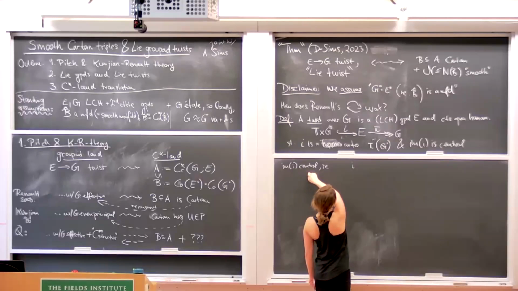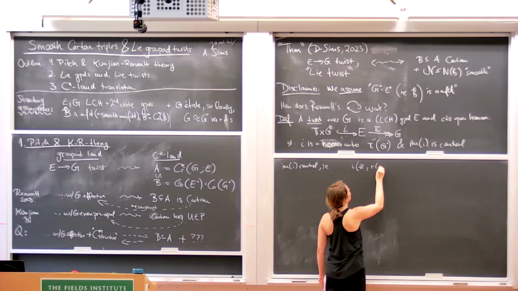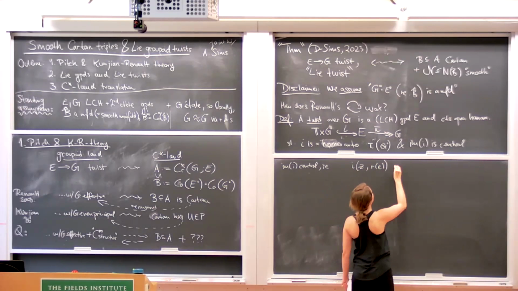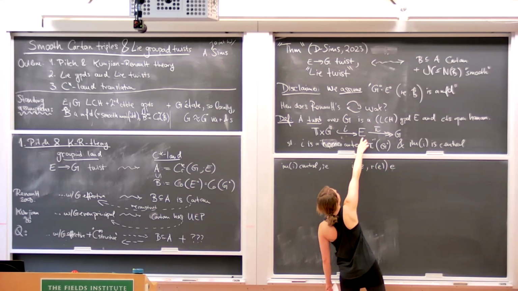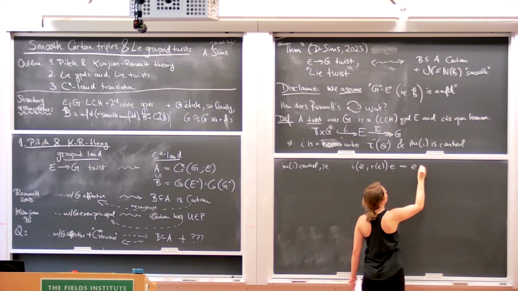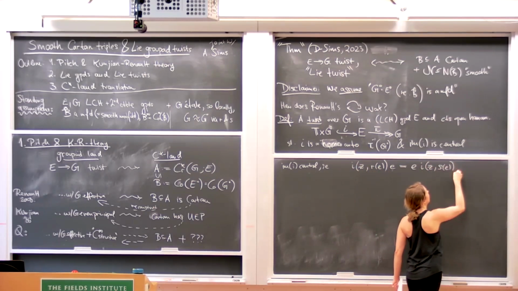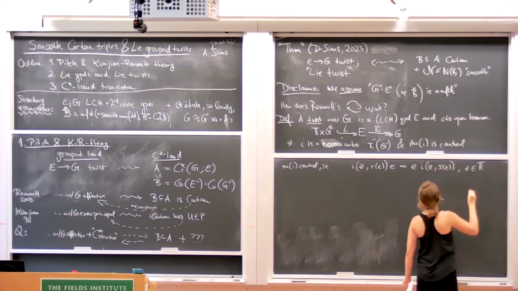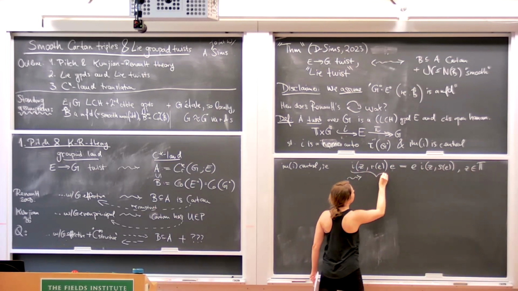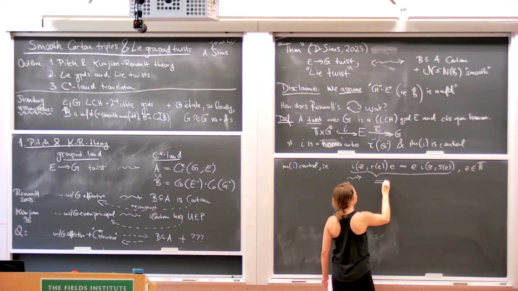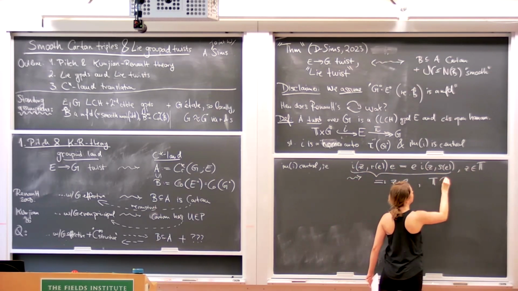So iota being central means that if I map an element like this and multiply it by e in E, this better be the same as multiplying on the right by an element like that. z is in the circle. And so what you get from this is you can define an action of the circle on E.